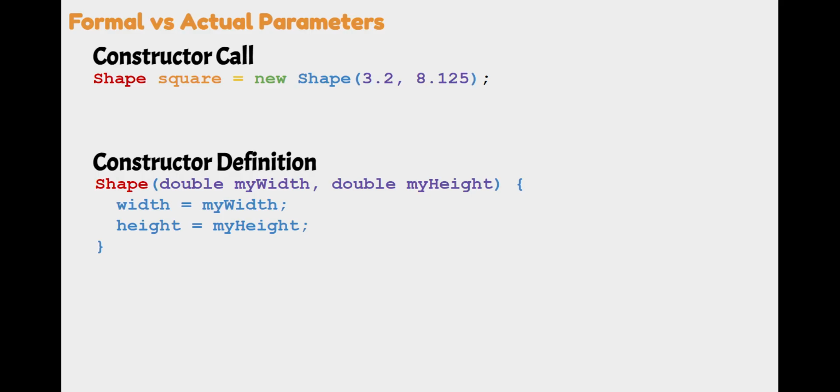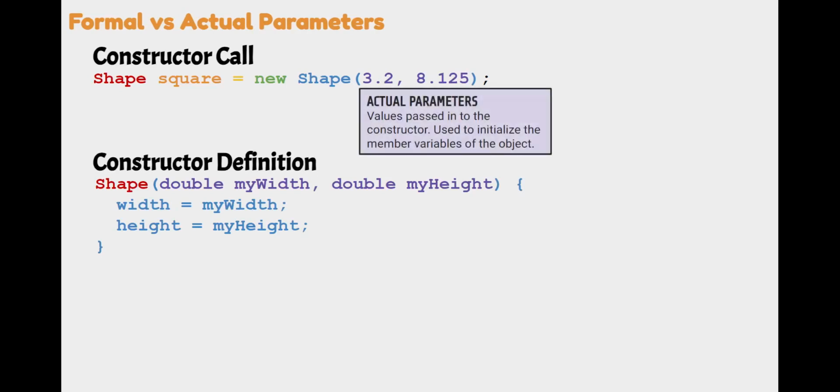So on the top, we have our constructor call. That's where we want to create an object. So we declare that object, we use the keyword new to request some space in memory, we call a constructor, and that constructor will build the object and will return the address in heap memory where it put those values. These values that we pass in are called our actual parameters. We want the constructor to use these to initialize the member variables of the object.